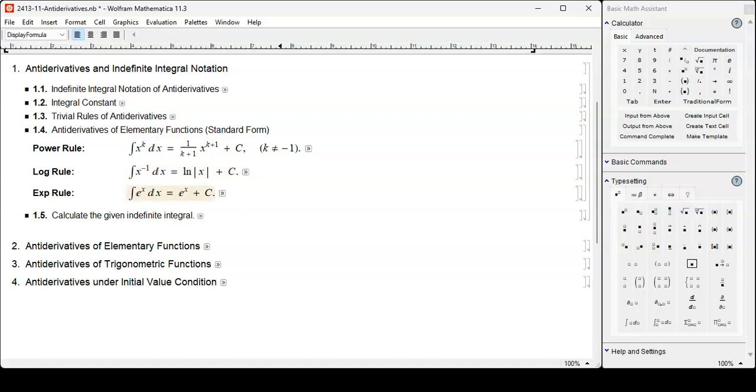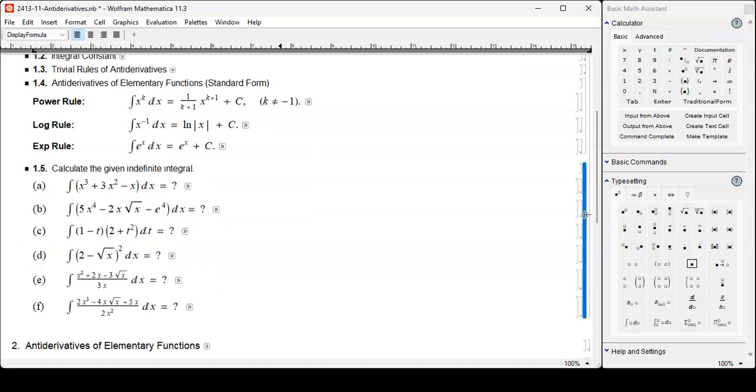Now, the easiest of the bunch, the natural exponential function stays the same if you take the derivative. So if you take the antiderivative, again, the same. So power rule, log rule, and exponential rule. Remember those, and let's begin some exercises. Ready? Okay, here we go.